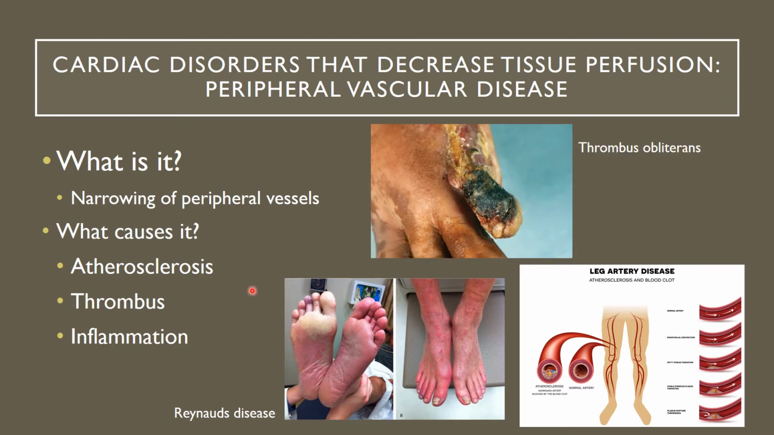We have thrombus obliterans, and thrombus obliterans is the example of the hyperinflammatory event that we see. So we see that the blood vessels here have constricted because we get this increased inflammatory response, resulting in necrosis of tissue, highlighted here by the black skin on the toe. And these vasospasms that result from that can result in Raynaud's disease.